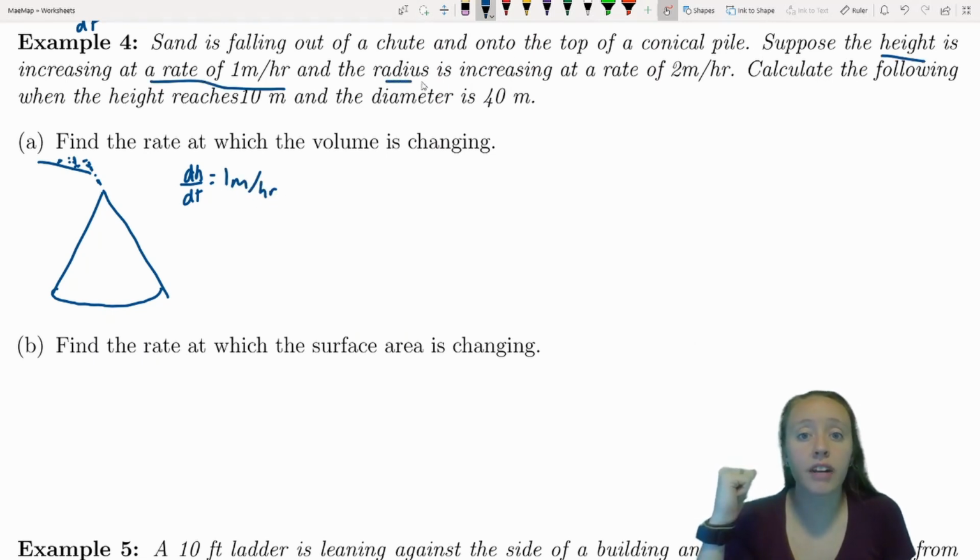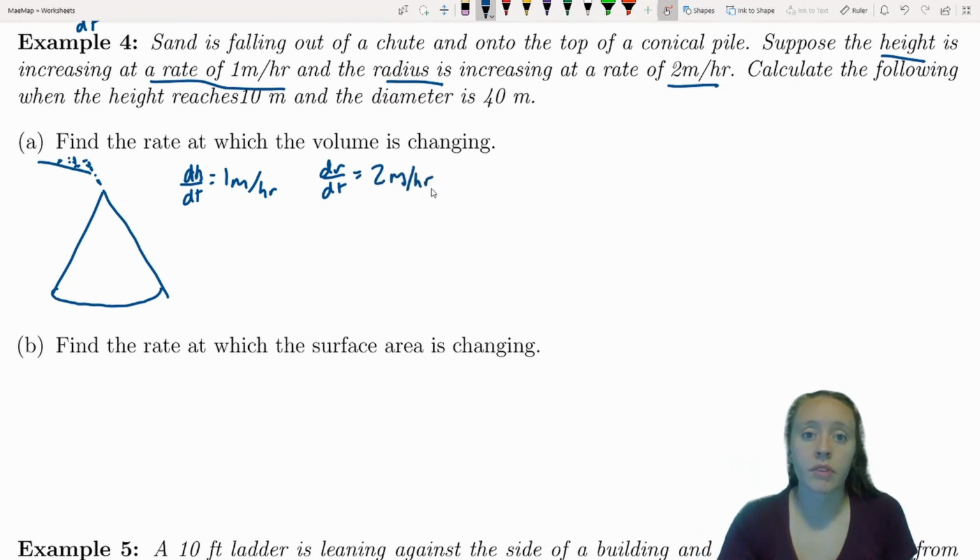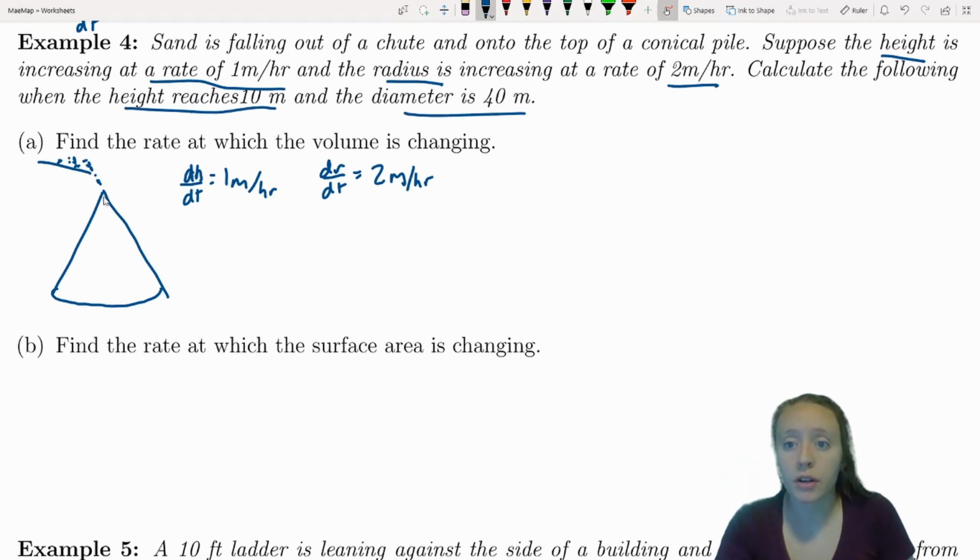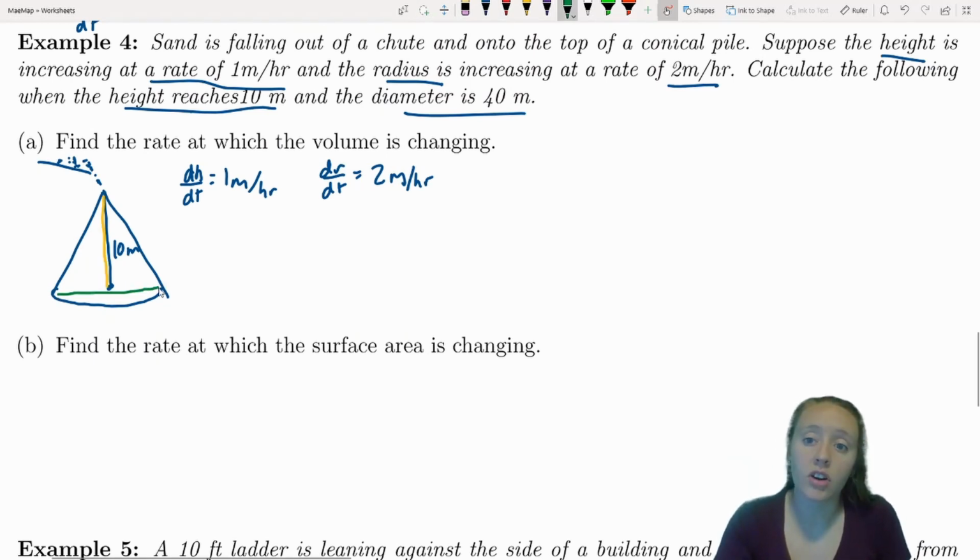I also have that the radius is increasing at a rate of 2 meters per hour. So that's going to be my dr/dt. And I'm going to calculate the following when the height reaches 10 meters and the diameter is 40 meters. So I know my height is 10 meters and my diameter, which is 2 of my radius, all the way across, is going to be 40 meters. So again, I'm going to say that h equals 10 meters and my diameter d is equal to 40 meters.